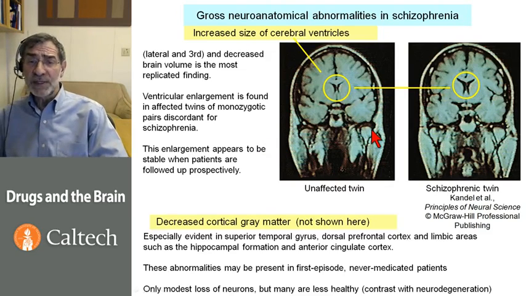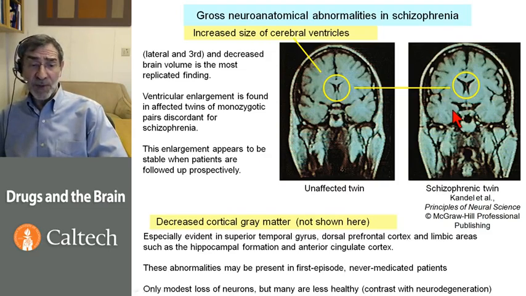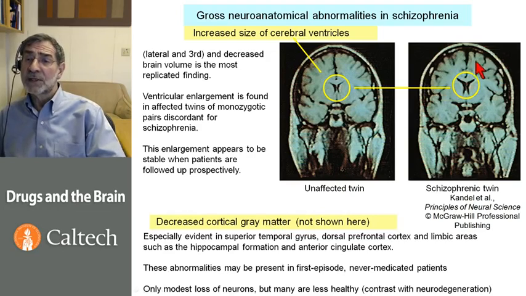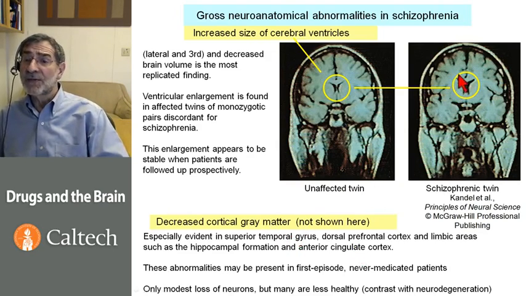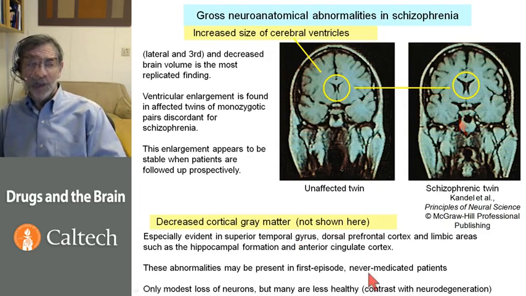Now, the probable reason that the ventricle is larger is that parts of the brain are smaller. In particular, decreased gray matter in the cortex, neurons, and their processes. And this decreased gray matter in the cortex is found in certain areas, and so the ventricles have expanded to take up those areas. This decreased gray matter may in some cases be a result of drug treatment, but it is also present in first episode never medicated patients.